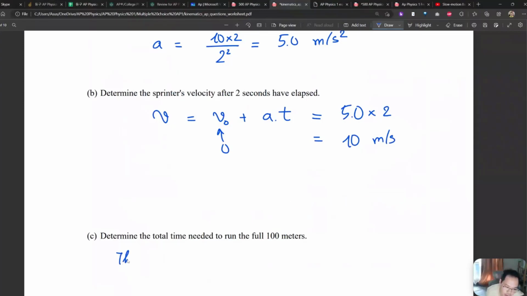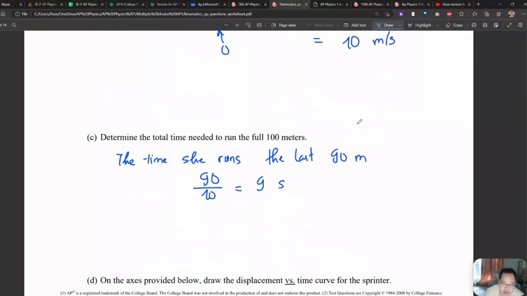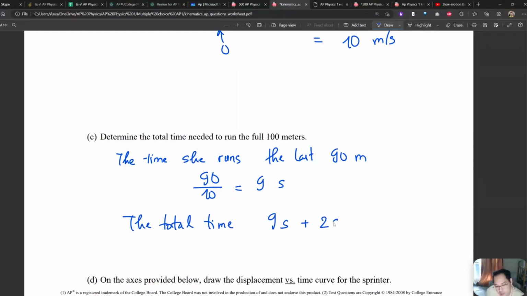So the time to run the last 90 meters is 90 divided by 10, which is 9 seconds. So the total time is simply adding 9 seconds with the initial 2 seconds. Total time, she runs 9 seconds added with 2 seconds, 11 seconds. That's it.